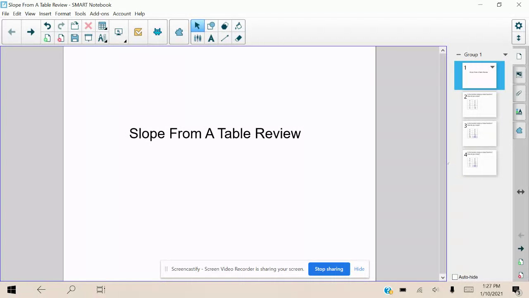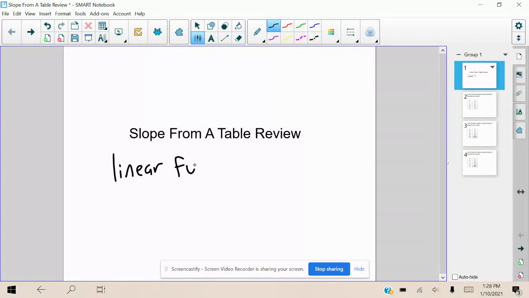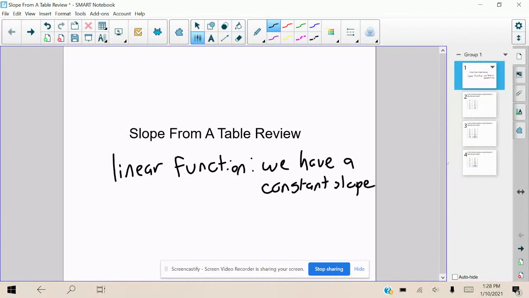So, real quick, let's just jot down some definitions. If we have a linear function, then that means we have a constant slope. So in order to be a linear function, we have to have a constant slope, meaning if we look at the set values in a table, we can determine the slope throughout the table, and it's constant.